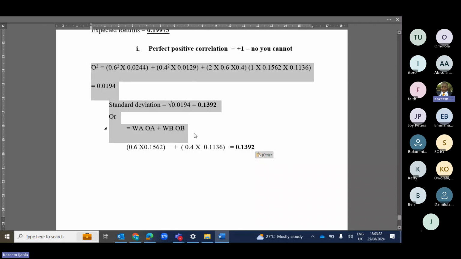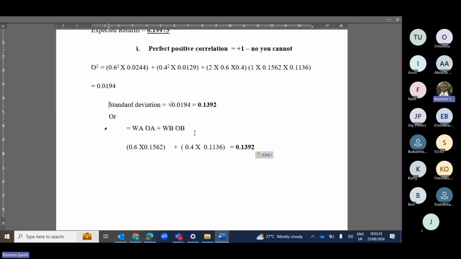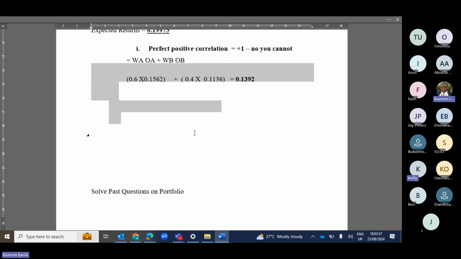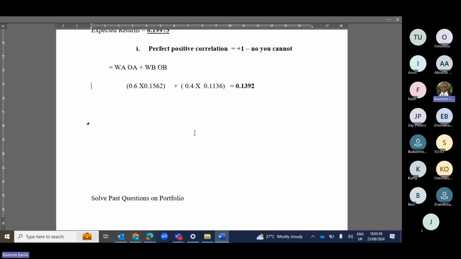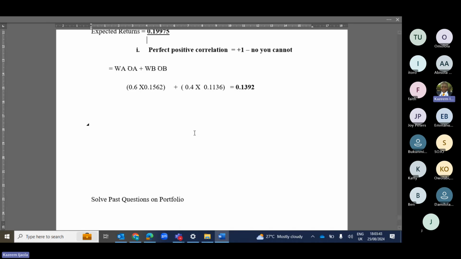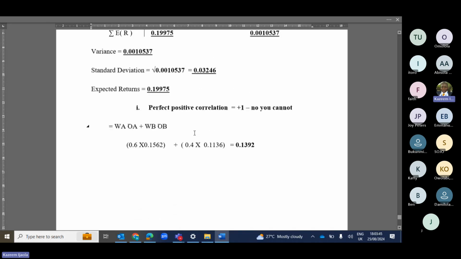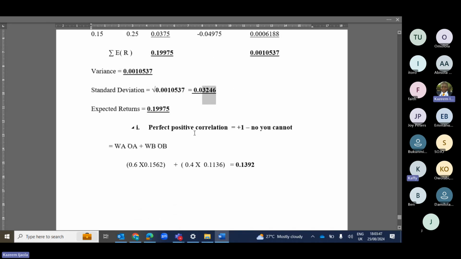No time, Abi. Let's just use the second formula. Yes, we can. So then we multiply by the standard deviation, Abi. What standard deviation for this one? Standard deviation for the second one is 0.03.